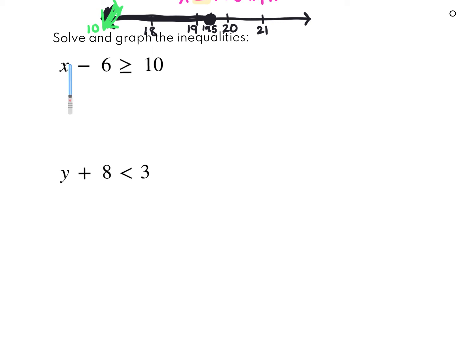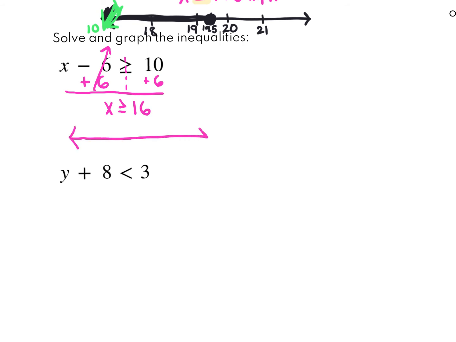Let's try a couple examples. We have x minus 6 is greater than or equal to 10. I am going to add 6 to both sides of my inequality. When I do that, I get x is greater than or equal to 16. From here, I'm going to graph my inequality. I'm going to start with 16 in the middle, put a couple numbers on either side, and since this is greater than or equal to, it is going to be a closed circle at 16, and I'm going to shade on the side that is greater than 16.